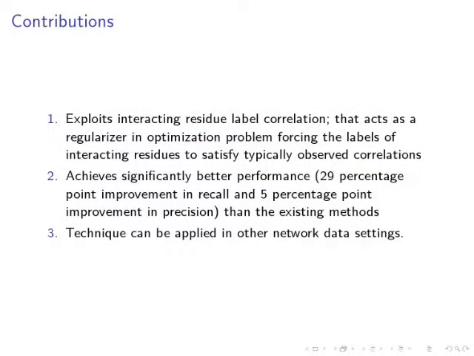But the current challenge is in getting the right kind of features in order to accurately predict polarity of interaction constraints. So we exploited interaction residue label correlation, and we achieve significantly better performance. And this technique can be applied in other network data settings.